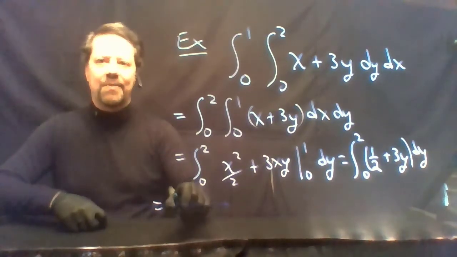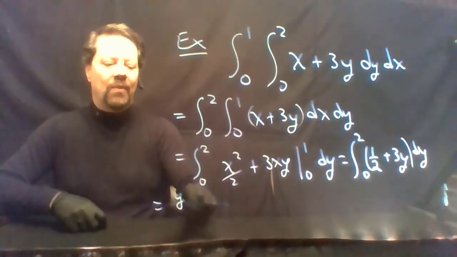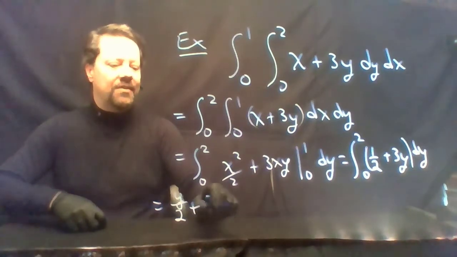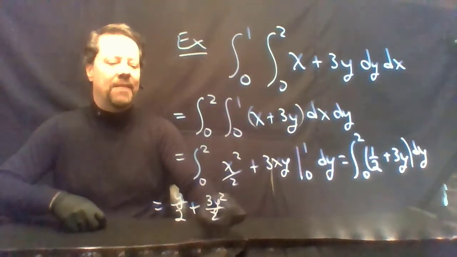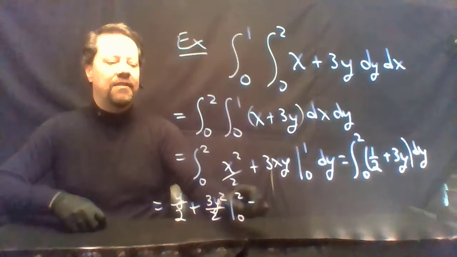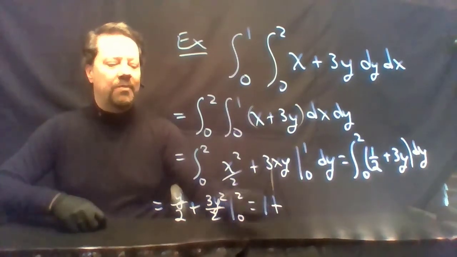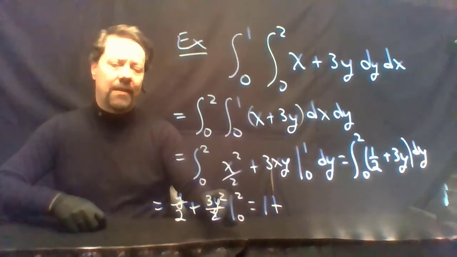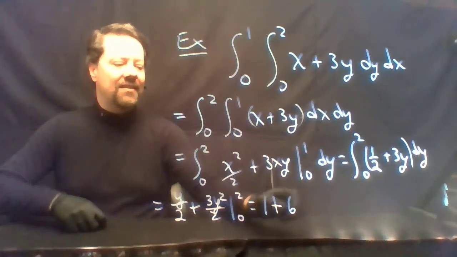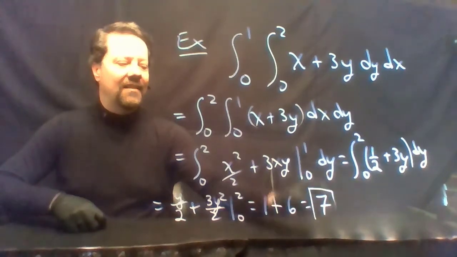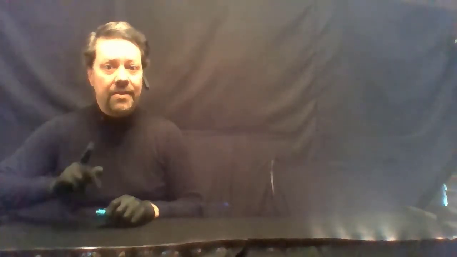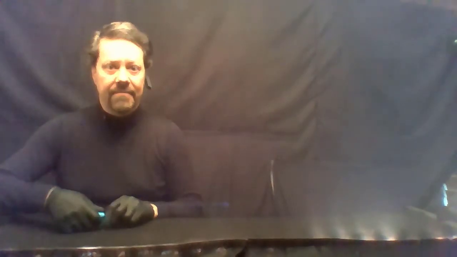Now, integrating with respect to y, we get y divided by 2 plus 3y squared divided by 2 evaluated from 0 to 2. Plugging in 2, we get 1 plus 2 squared is 4, divided by 2 is 2, times 3 is 6, and again, we get 7. This setting up the limits of integration using vertical and horizontal cross-sections is an important skill that you must possess.